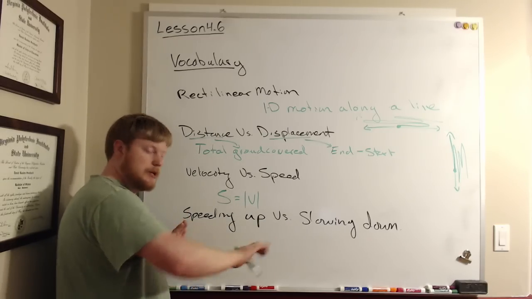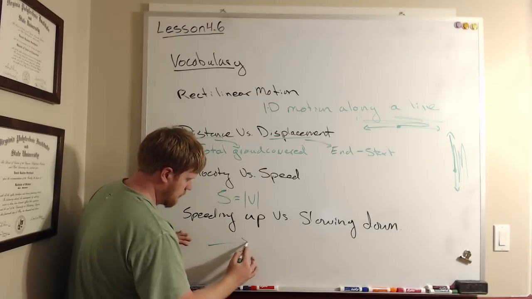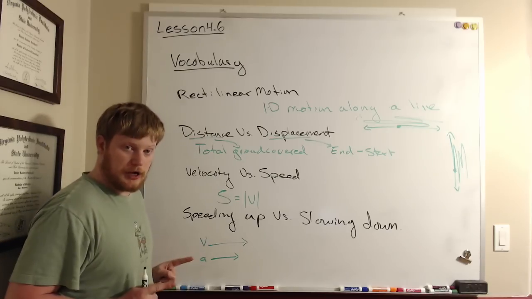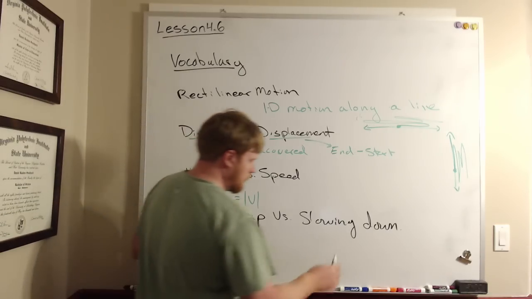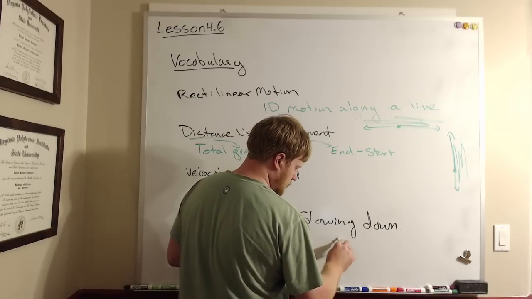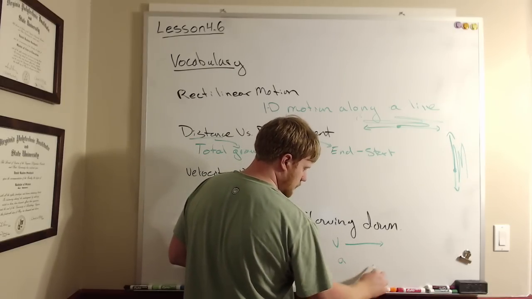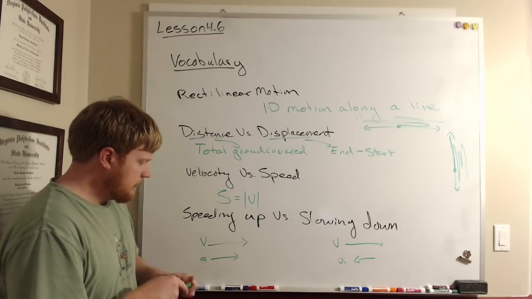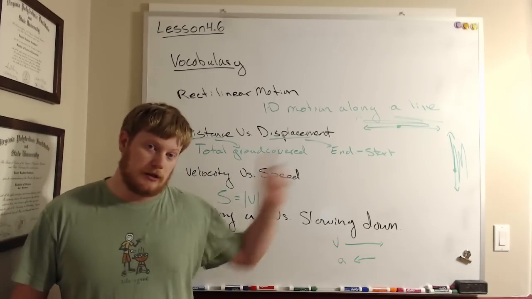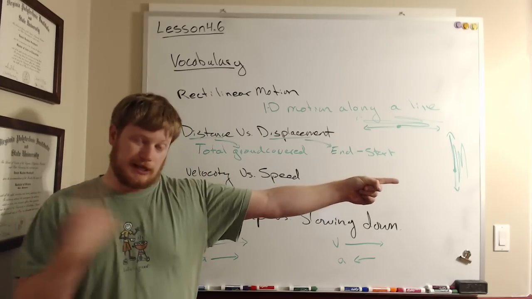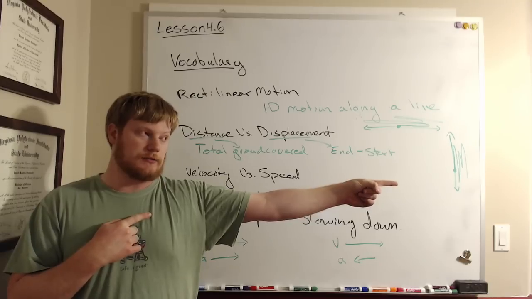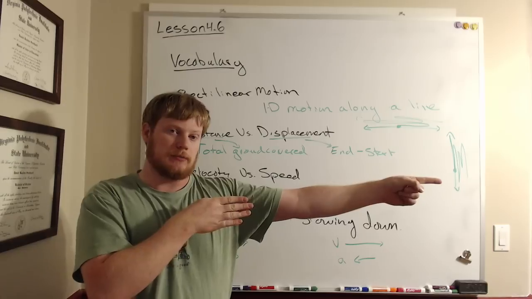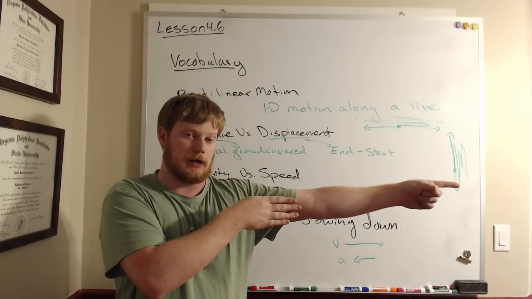So the only way something could be speeding up is if the velocity and the acceleration are in the same direction. Slowing down, velocity and acceleration are in opposite directions. Okay, so think about it as if I said my velocity was this way, whatever the magnitude is, and I'm accelerating that way, then I'm speeding up in that direction because I'm accelerating in the same direction as my current velocity.